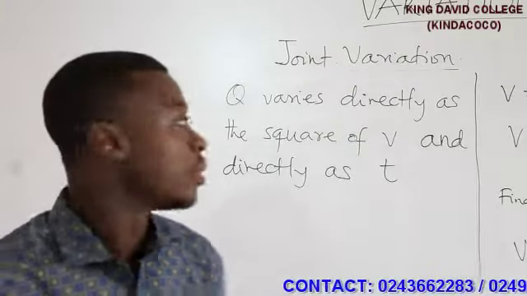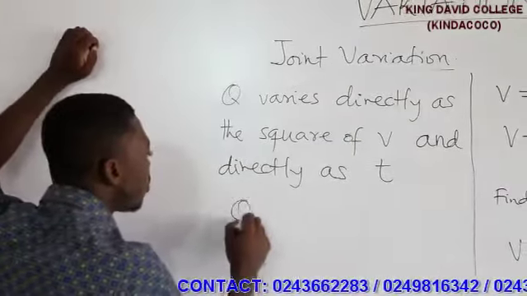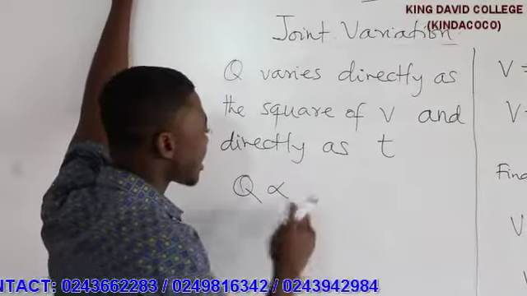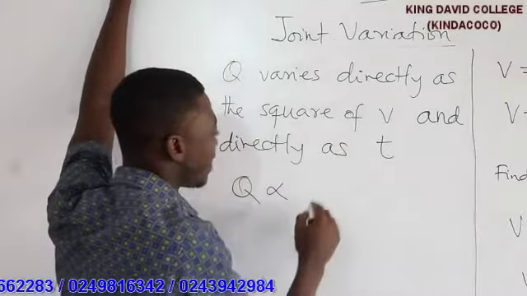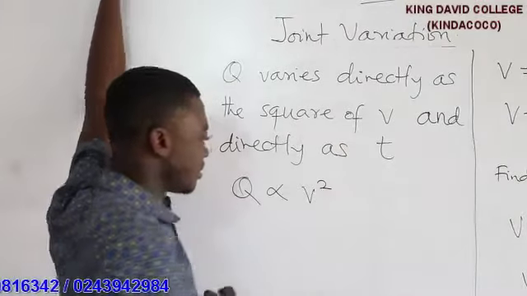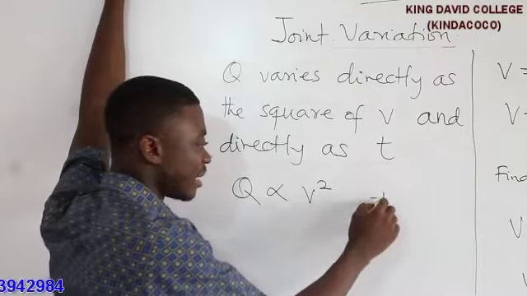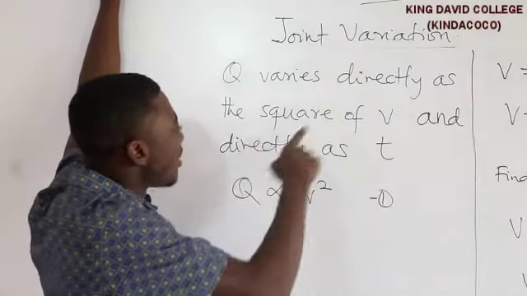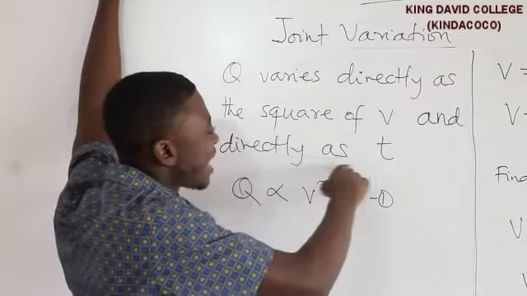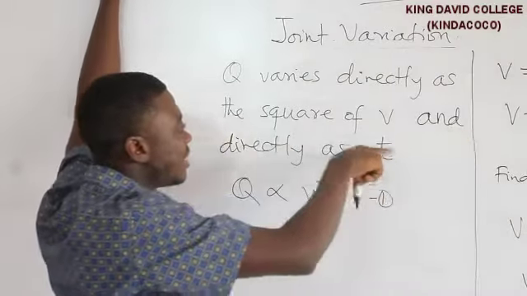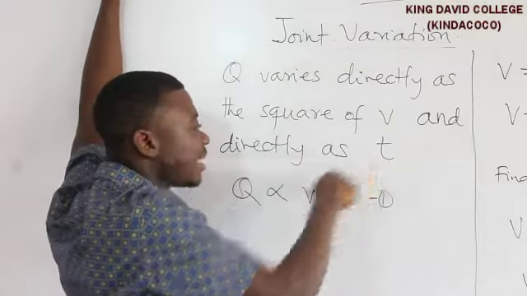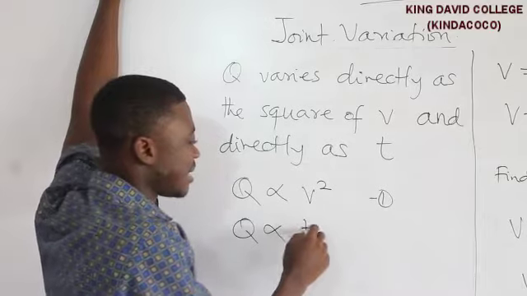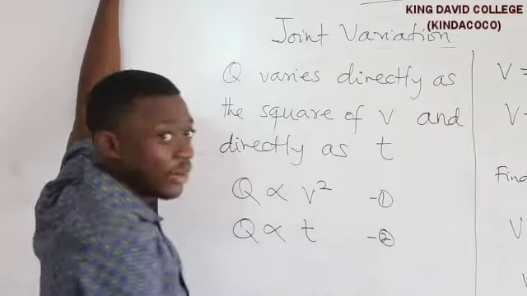So it's simple. We say what? Q varies directly as what? The square of V. So as V squared. That's the very first one. And then they are saying that Q varies what? Directly as T. You see, the 'and' there means that this same Q is varying directly as T. So Q varies directly as T. So this is the second variation.